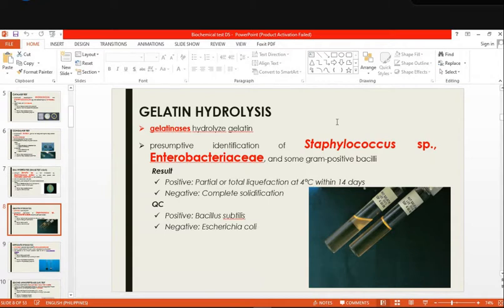Gelatin hydrolysis, what is our enzyme? Gelatinase.